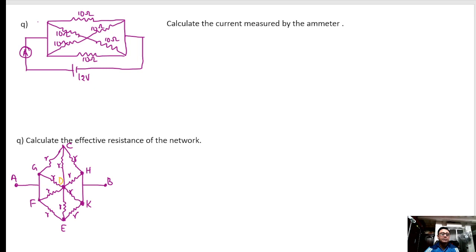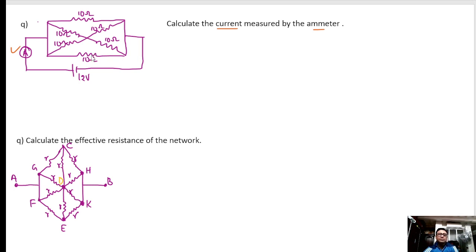Next, let us see, friends, what else is there. So we have got this combination of the network. Let us calculate the measure of the current by the ammeter. Okay, so this is the ammeter. So how much current will be coming out? For that we have to see what is the connection and the net resistance of this.